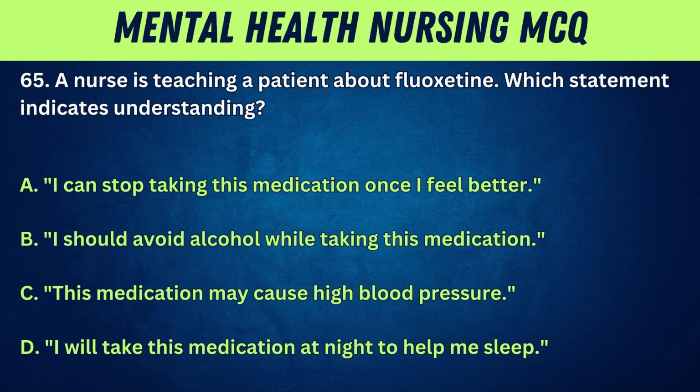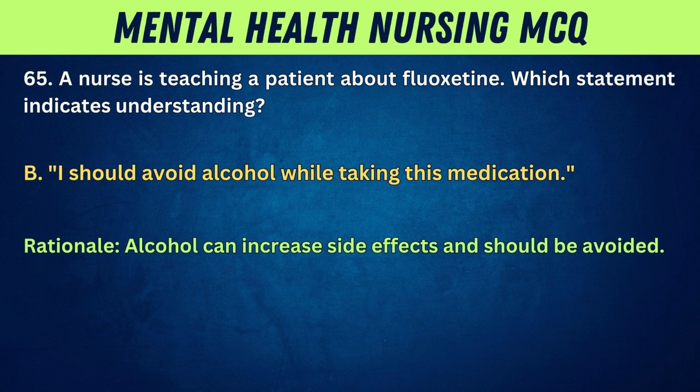65. A nurse is teaching a patient about fluoxetine. Which statement indicates understanding? A. I can stop taking this medication once I feel better. B. I should avoid alcohol while taking this medication. C. This medication may cause high blood pressure. D. I will take this medication at night to help me sleep. Answer: B. I should avoid alcohol while taking this medication. Rationale: alcohol can increase side effects and should be avoided.